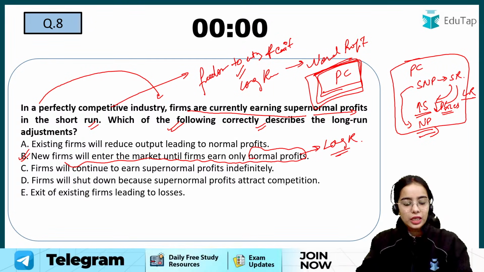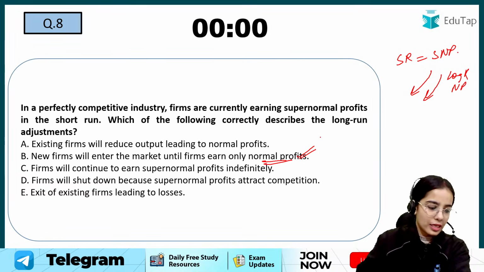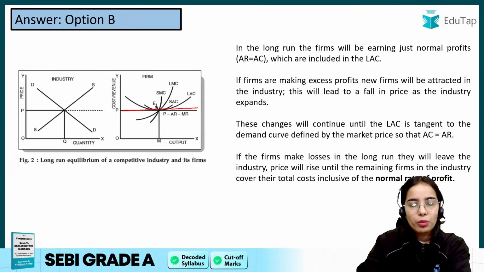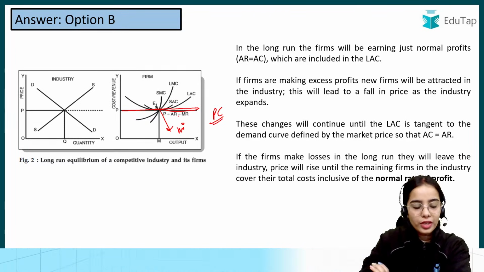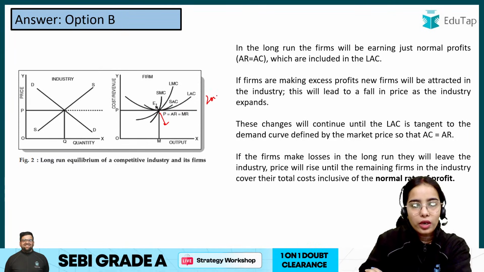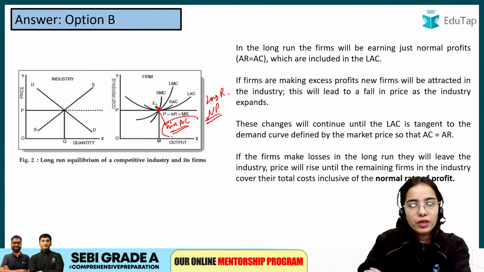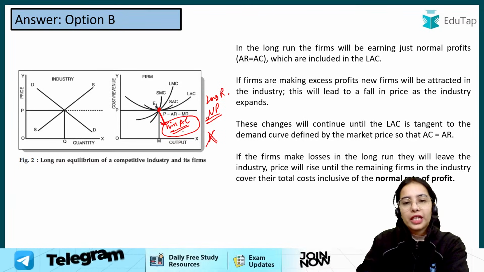So if in the short run there are supernormal profits, new firms will enter the market in the long run and there will be only normal profits in the long run. So B is the answer. Very good, everyone. In the long run, there are normal profits, and in perfect competition the firms are producing at the minimum of average cost. So the firms do not have any excess capacity.